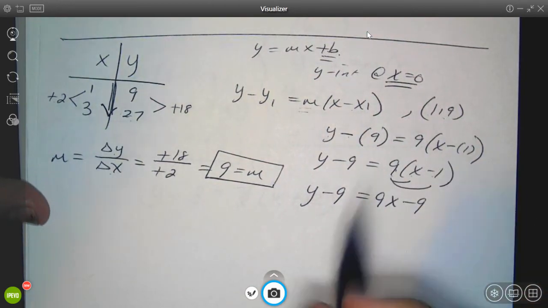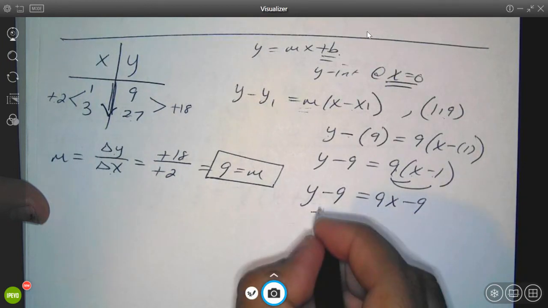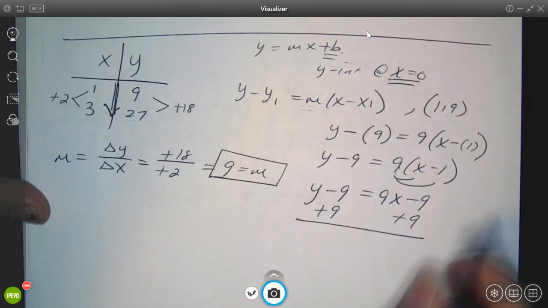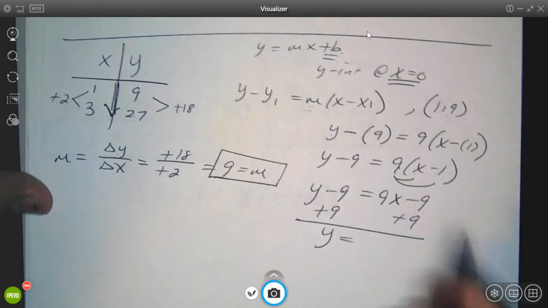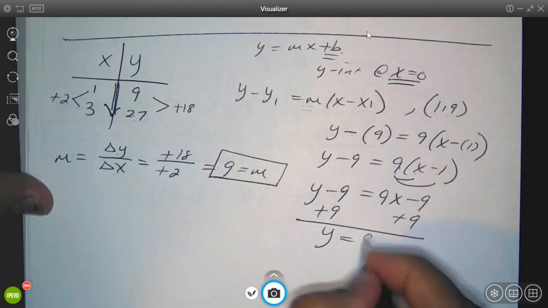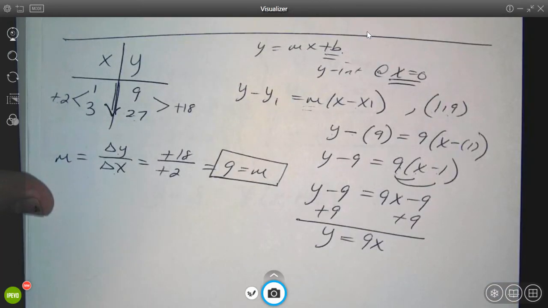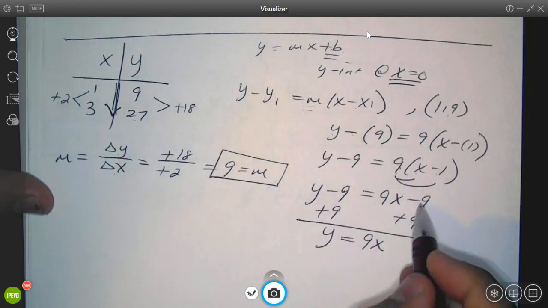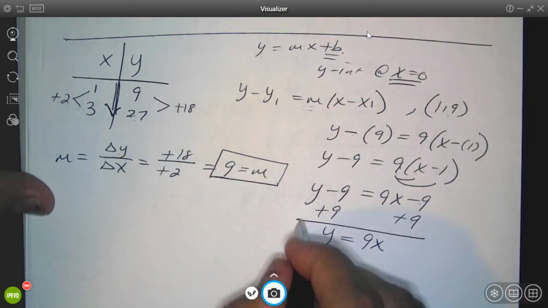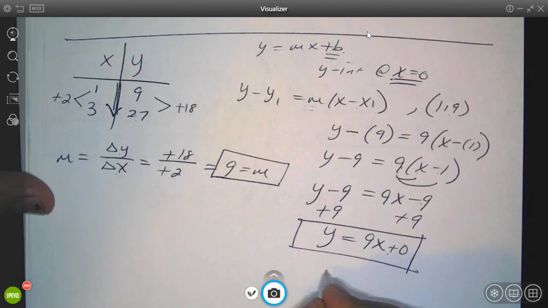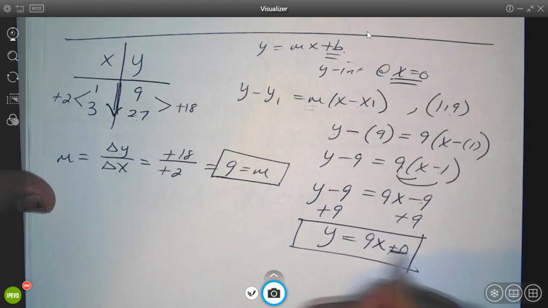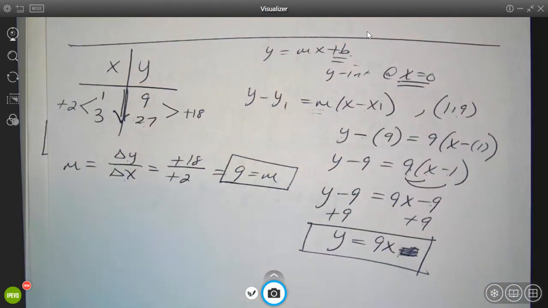How do I get y by itself? I add 9. I've got to get rid of this constant. Well, negative 9 plus 9 cancels, so I'm left with y equals 9x. Notice the 9x, a coefficient with the variable, was not changed at all. 9 minus 9 is 0. Do I need to put the plus 0? No. Can you put it? Yes, but for all intents and purposes, we leave out the plus 0 because it's nothing. So my equation is y equals 9x. Just like that.